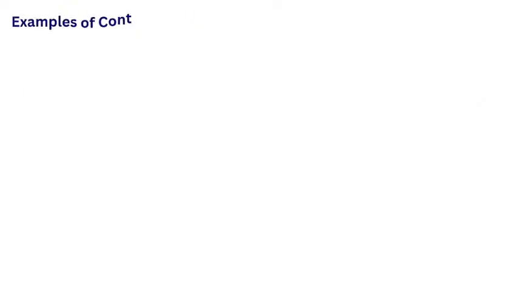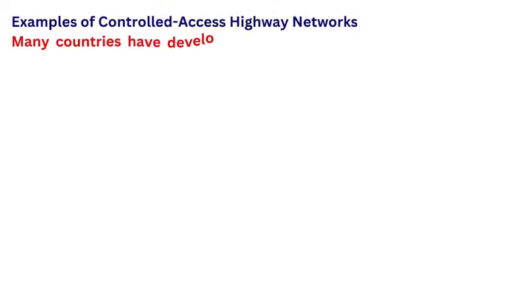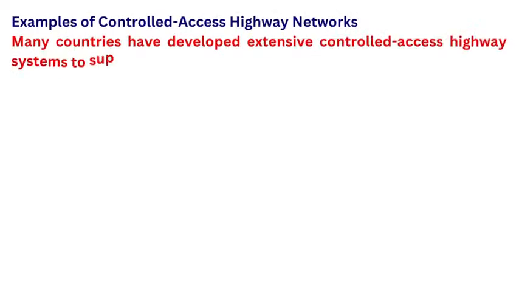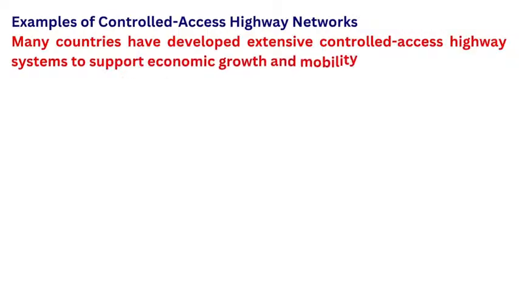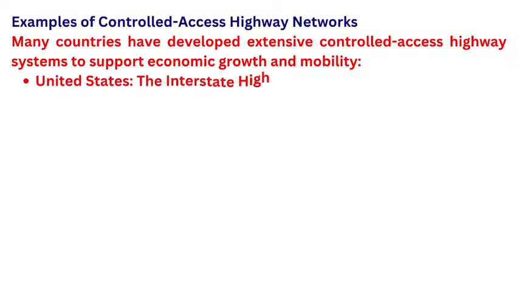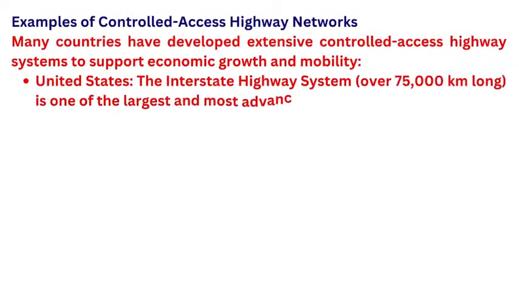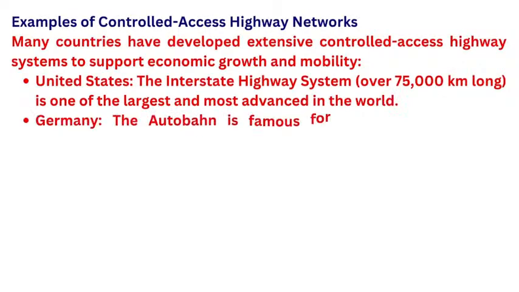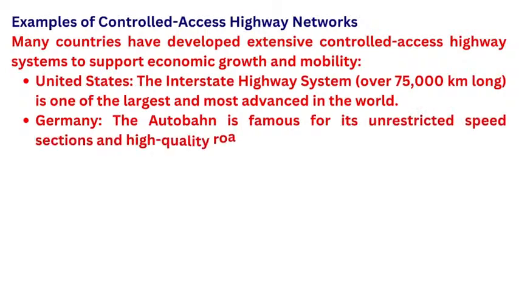Examples of controlled access highways. Many countries have developed extensive controlled access highway systems to support economic growth and mobility. United States: the Interstate Highway System, over 75,000 kilometers long, is one of the largest and most advanced in the world. Germany: the Autobahn is famous for its unrestricted speed sections and high-quality road design.